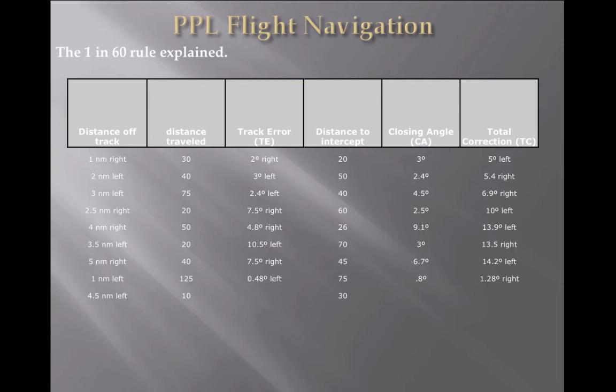So the last one, 4.5 nautical miles to the left, and we've travelled 10 nautical miles, and that will give us a track error of 27 degrees left. And we take the distance off over the distance to intercept. That should give us just under 10 degrees and 9 degrees. Add the two together, reverse the left and right, and you get the answer. Easy. Once you've done it a couple of hundred times.